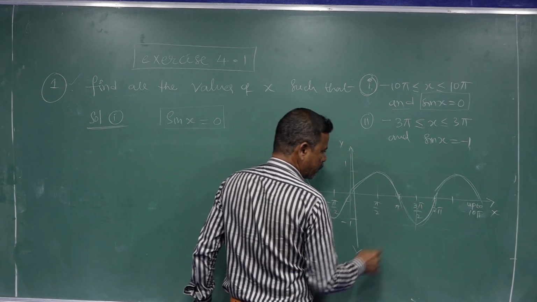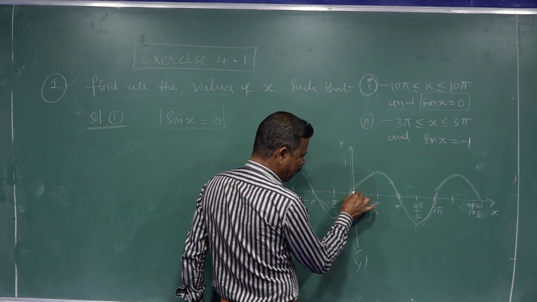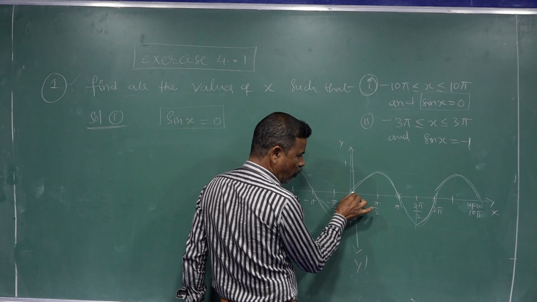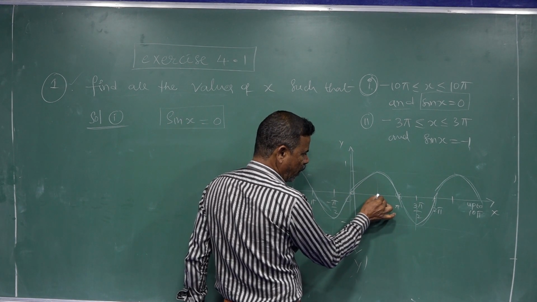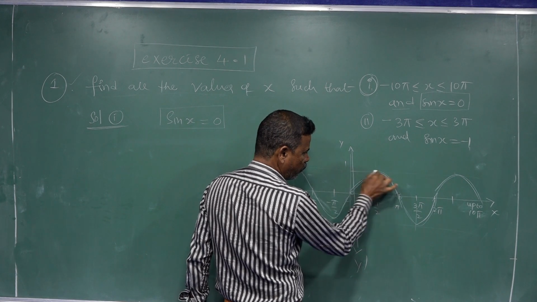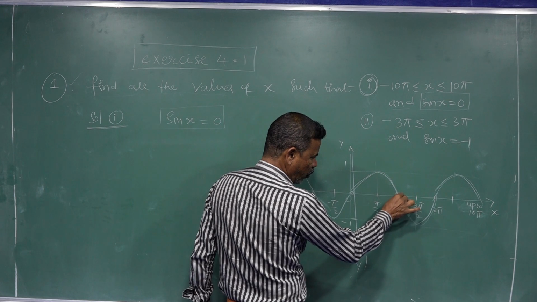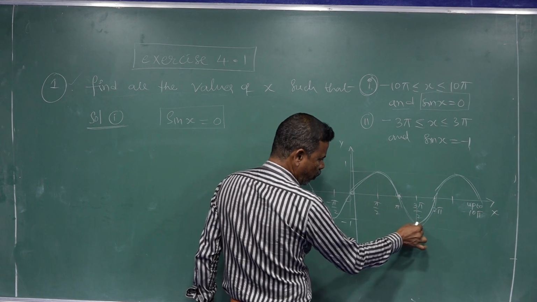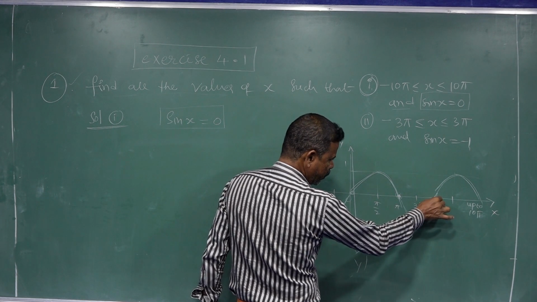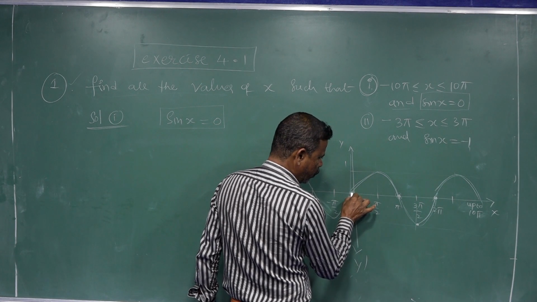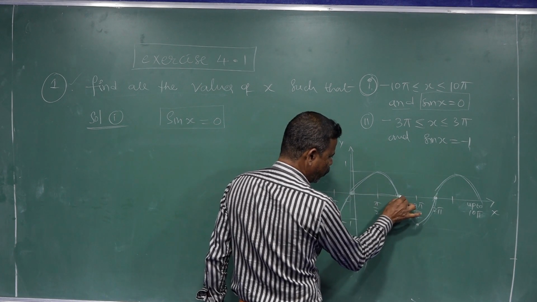This is the y-axis, this is the x-axis. At x is equal to 0, the sin x value is 0. At x is equal to 90, it is 1, the highest value. And at 180 it is also 0. At 180 it is 0, at 270 it is minus 1, at 360 it is 0. So after 0, with a gap of π, it is again 0.